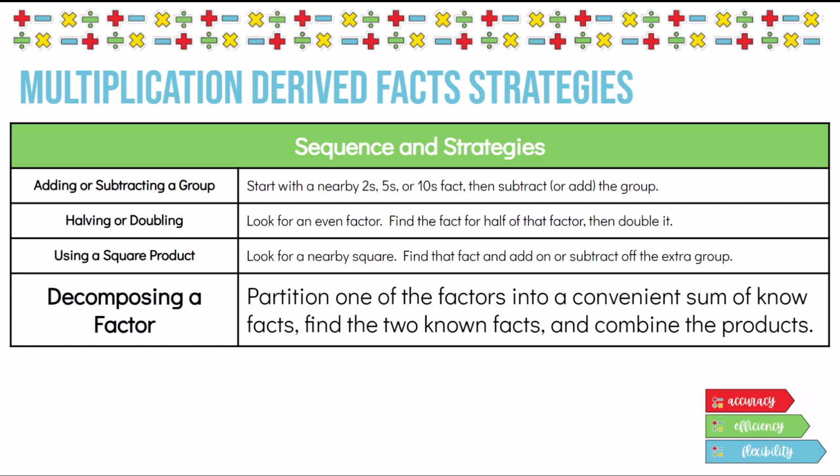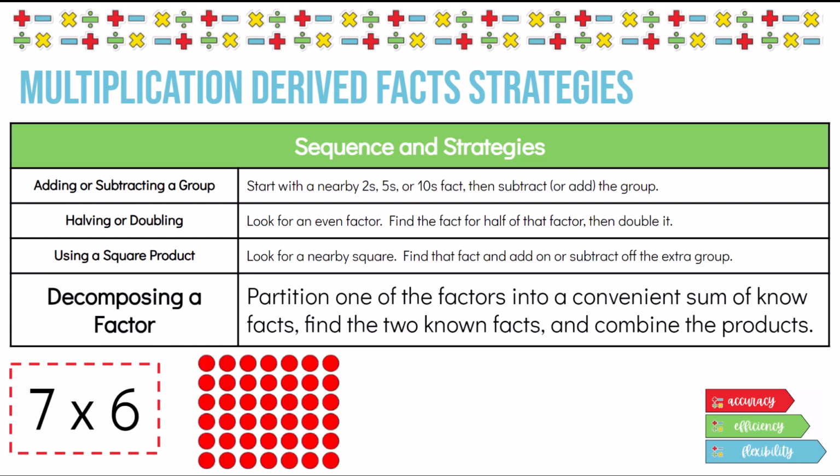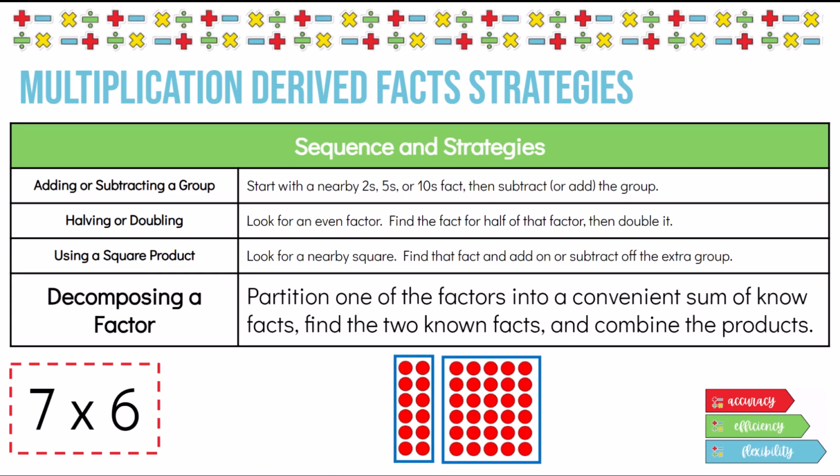Let's look at an example. I don't know 7 times 6, but I can decompose this array of 7 times 6 by decomposing the 7 into 2 and 5. And because I know the facts 2 times 6 and 5 times 6, I can then add 2 times 6 is 12 and 5 times 6 is 30. I can add together my 12 and 30 to get 42.